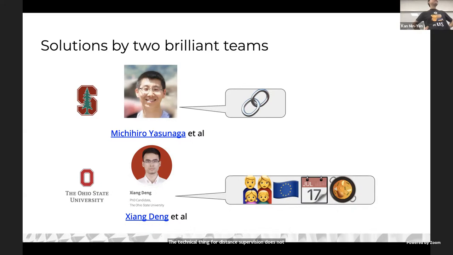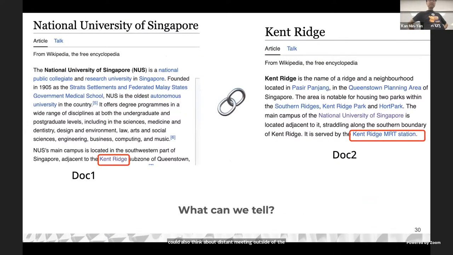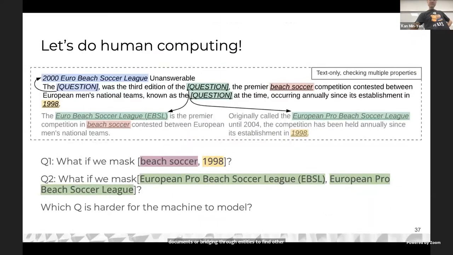So in this particular case, when we're thinking about distant supervision, it's sort of overloaded, right? You could think about distance in terms of having weak labels, which is what it means technically, but you could also think about distant meaning outside of the context window of a transformer. We can model things within the context window pretty easily, since it's just within the matrix multiply of the linear algebra parts, looking at things within the attention window. But if you go outside of that and want to bring long context into play, then something like bridging across documents or bridging through entities to find other contexts outside is also something being iterated on in this work.